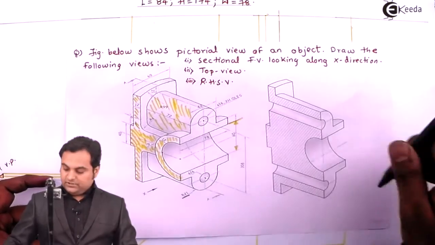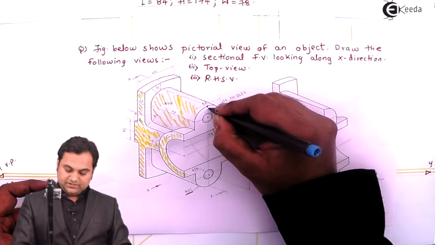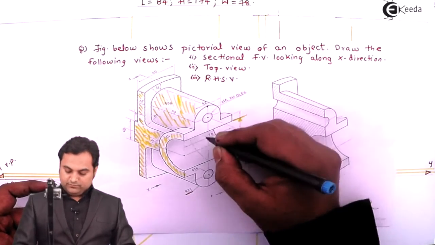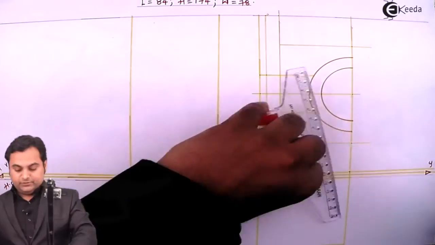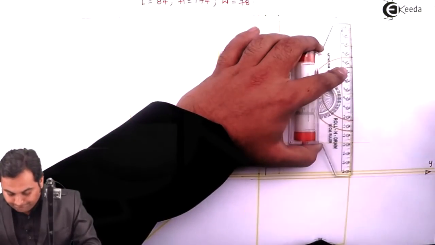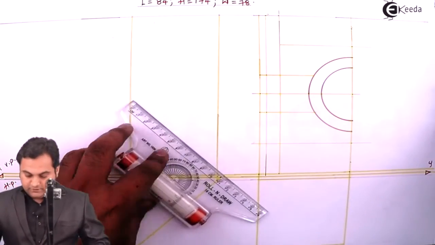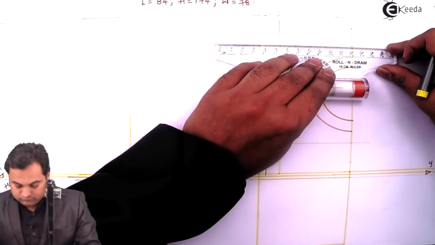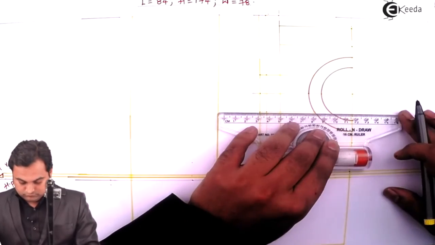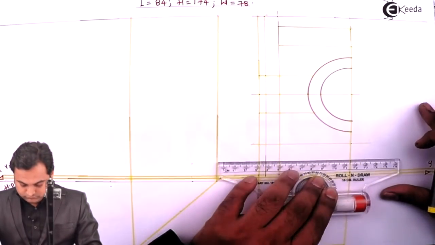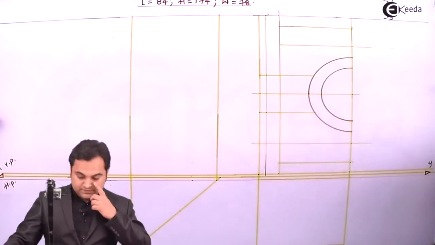Next, from the center up to the top, this semicircle is having radius 21. So I'll take from the center distance 21 from top, 21 from bottom center. So here is the center at the top, taking 21 mm at the top and bottom. So this will be the rectangle which is visible.